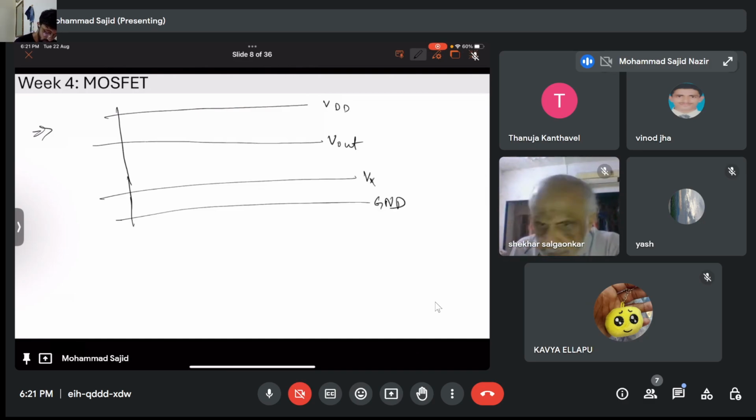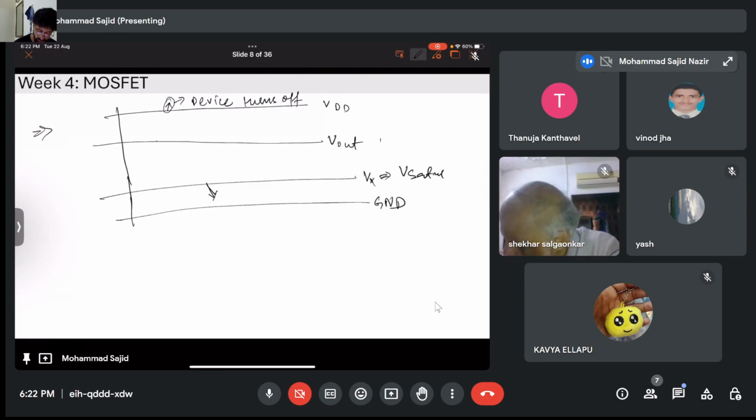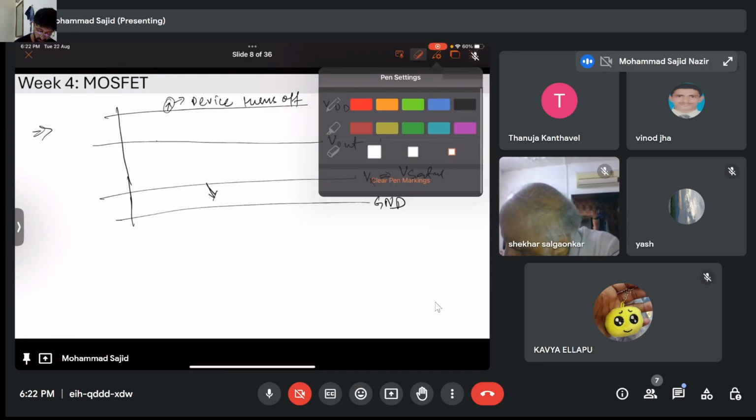So if your V output goes above this voltage, it cannot go. If it goes above this voltage, your device turns off, right? And similarly, if it goes below this voltage, let's call it V saturation voltage minimum. Sorry, not this. This is V saturation voltage.